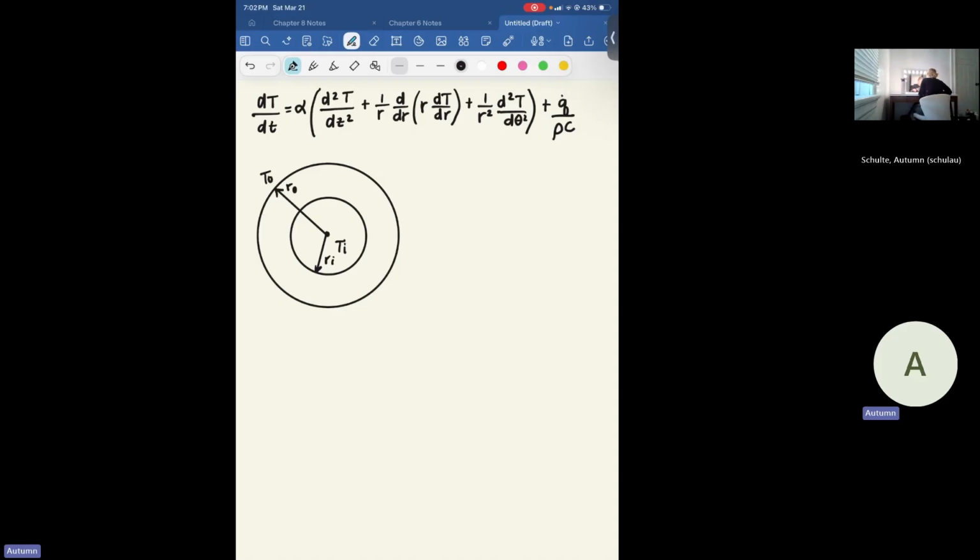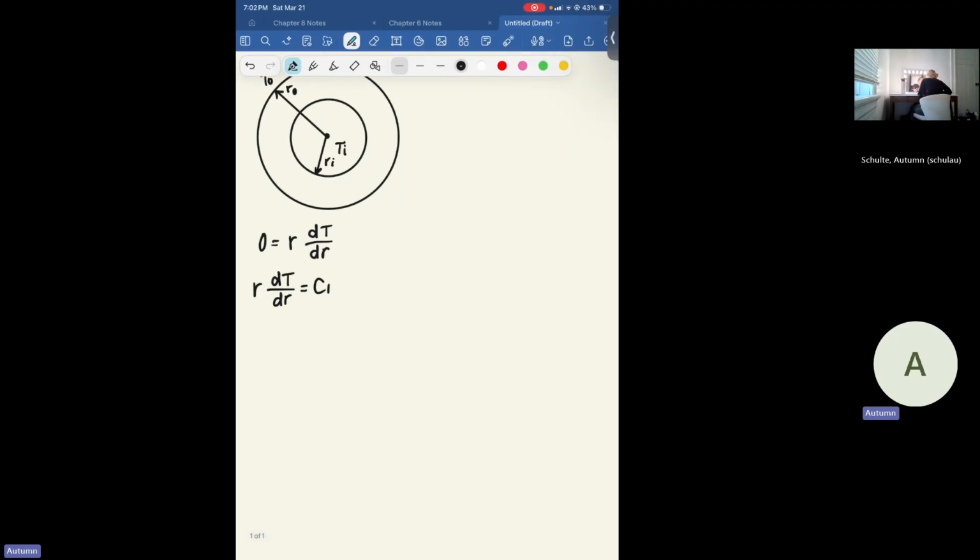Now, simplifying our equation based on our conditions, our equation becomes 0 is equal to the derivative of r, our radius, times the change in temperature with respect to our radius. And this is equal to a constant, so we can actually change our equation to look like r times the change in temperature with respect to our radius is equal to some constant we'll say is C1. Now this becomes a separable differential equation. So we can separate our terms to have dT on the left, which is equal to our constant C1 divided by some radius r with respect to our radius.